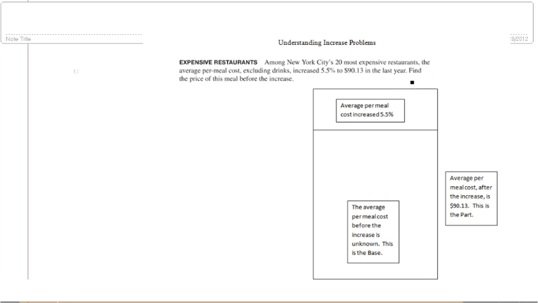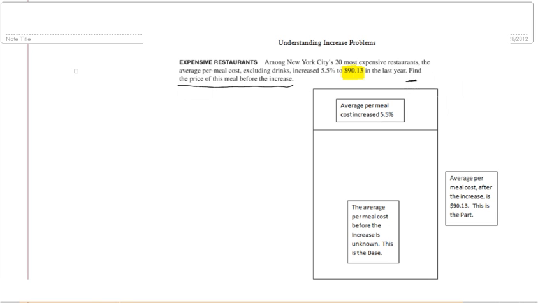With increase problems, you're trying to find the original value, or in other words, the value before the increase occurred. So the last sentence here really underscores what it is we're trying to find. We're trying to find the price of the meal before the increase occurred. So if the price of the meal is $90.13 after a 5.5% increase, then we want the average per meal cost before the increase occurred, which means our final answer should be less than $90.13. So, how do we begin?